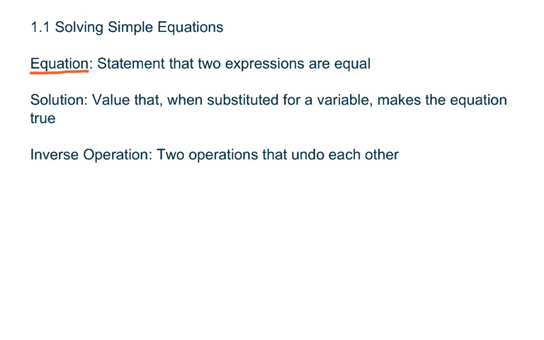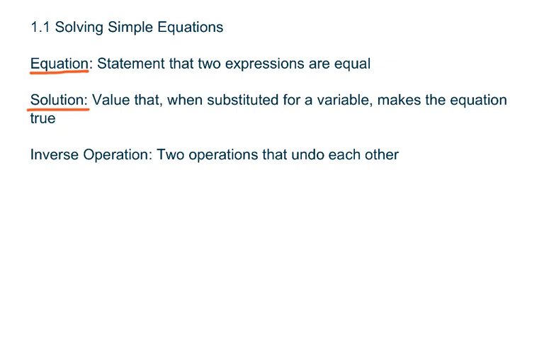These vocabulary terms shouldn't be that foreign to you, whether you took 8th grade math last year or pre-algebra or principles of algebra or basically any class before Algebra 1, you've seen equations before. An equation is simply a statement that two expressions are equal. The next vocabulary term would be solution. A solution is a value that, when substituted for a variable, makes the equation true. And we'll look at solutions here in just a little bit.